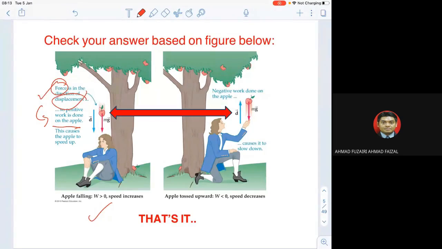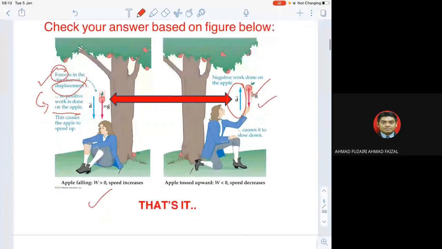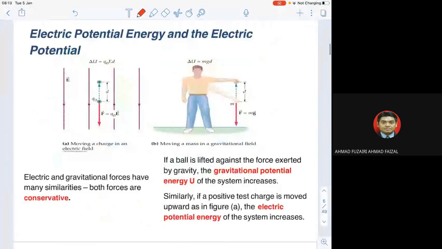The force is going down due to gravity, but the displacement is going upwards. So right now we can see that it is negative work done on the apple. This brings us to the part where we want to learn what electric potential energy and also electric potential are.